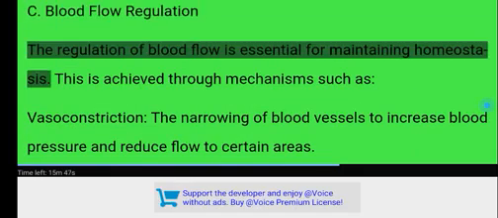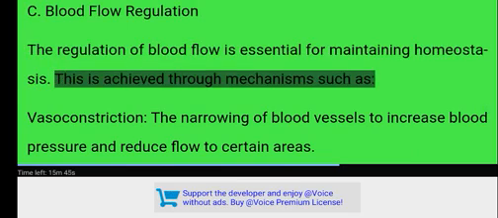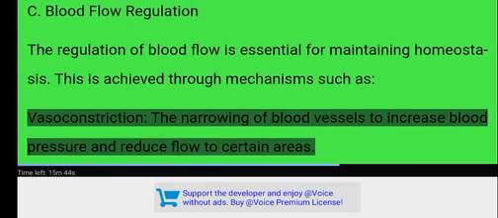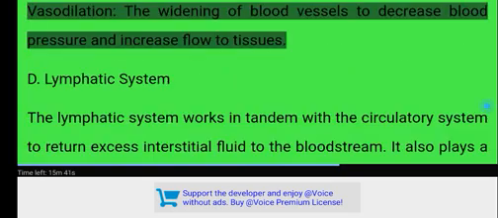C. Blood flow regulation. The regulation of blood flow is essential for maintaining homeostasis. This is achieved through mechanisms such as vasoconstriction, the narrowing of blood vessels to increase blood pressure and reduce flow to certain areas, and vasodilation, the widening of blood vessels to decrease blood pressure and increase flow to tissues.